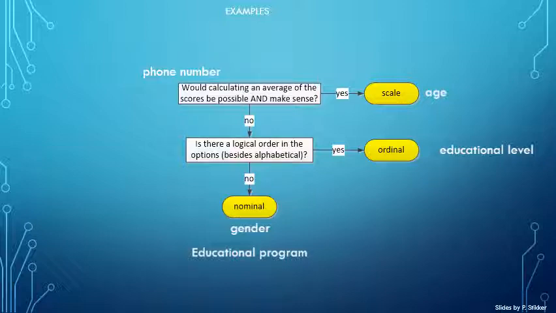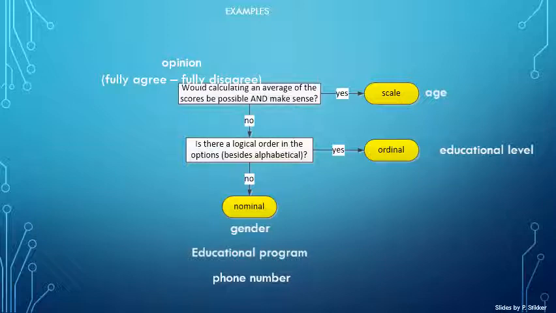If you ask people for their phone number, then we would, strictly speaking, be able to calculate an average of the phone numbers, but it wouldn't make any sense. So in this case, that would be a no. Is there a logical order in the options? Well, not really. I think it depends on the carrier. So also, again, not really. You would put them in numerical order probably, but that's similar as alphabetical in this case.